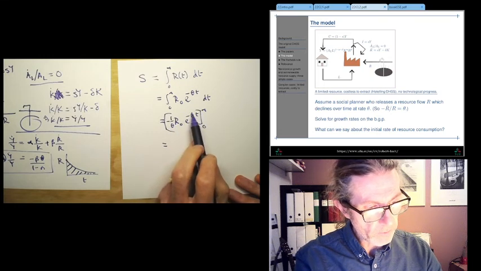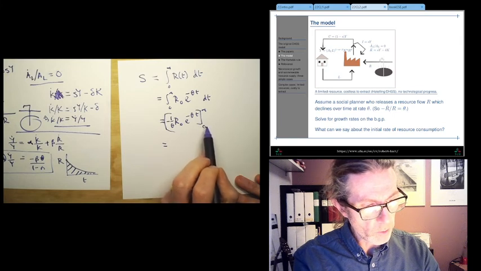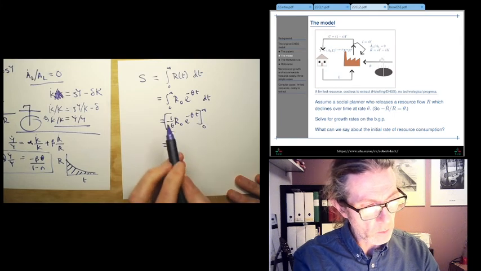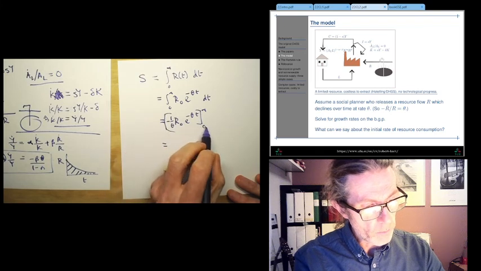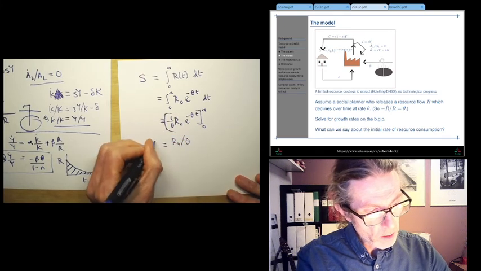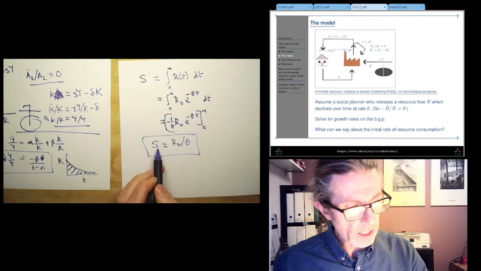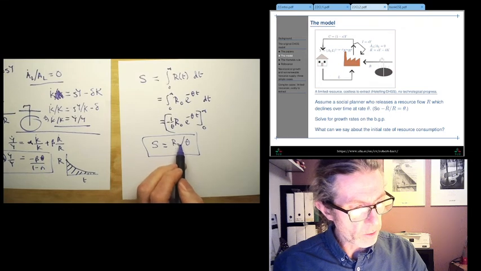E to the minus infinity is 0, so that drops away, minus what we get when we put this one in. E to the 0 is 1, minus that, so we get R naught over theta. So total extraction over infinite time is R naught over theta.